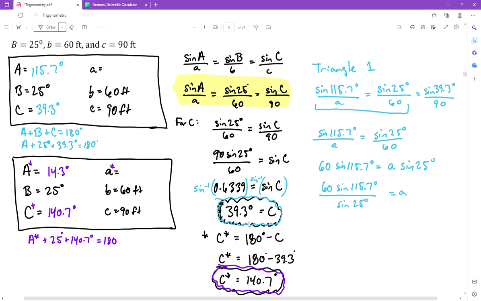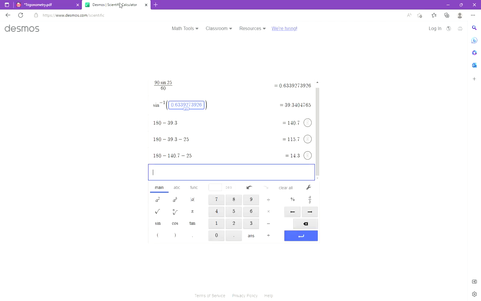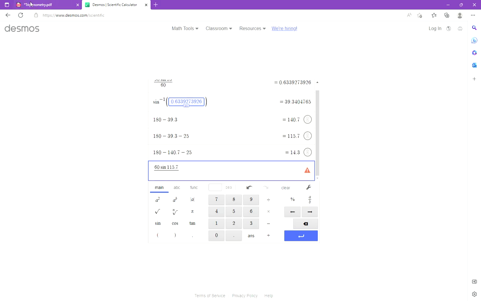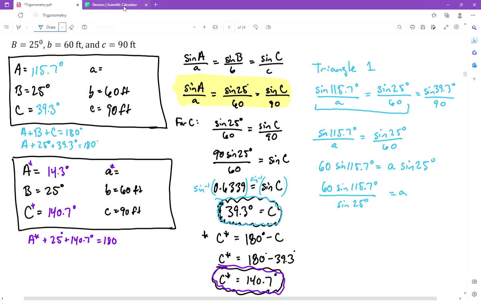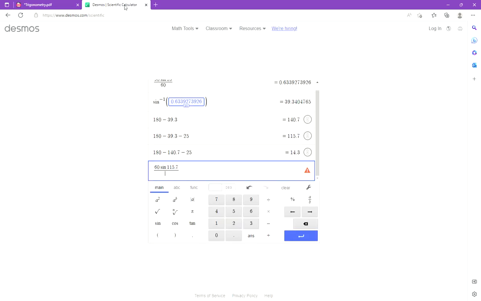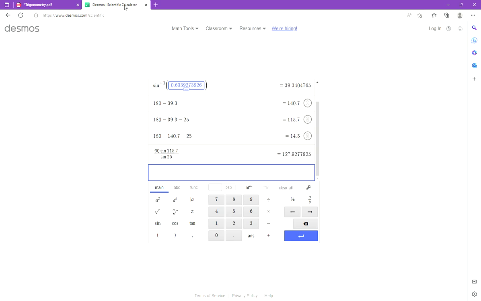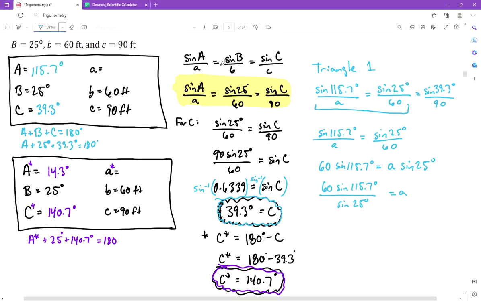And then now I can plug that in. All right, so back to the calculator. We've got 60 sine of 115.7 divided by sine of 25, and we get 127.9. We'll do it to one decimal. So little a, let's just fill it in, 127.9. So I use that to get it.